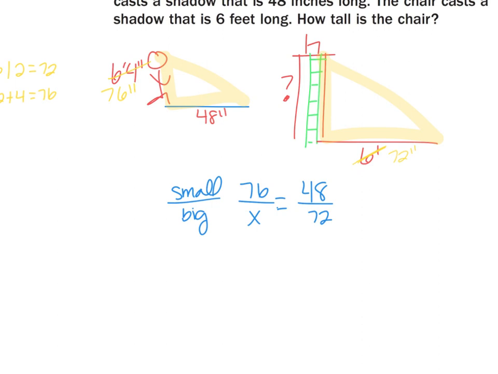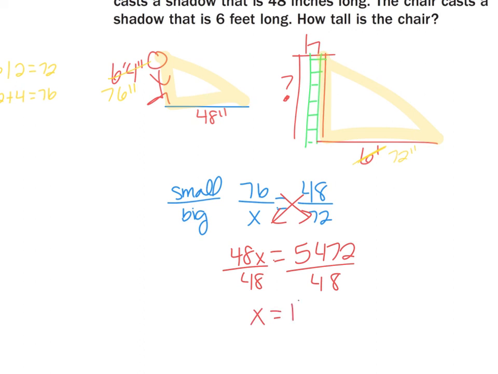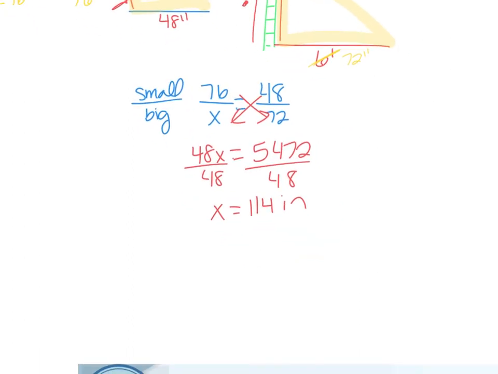So we are going to multiply diagonally. This gives you 48x equals 76 times 72, which is a big number, and that is 5,472. Now we're going to divide both sides by 48. And you get x equals 114 inches. So that is your answer.